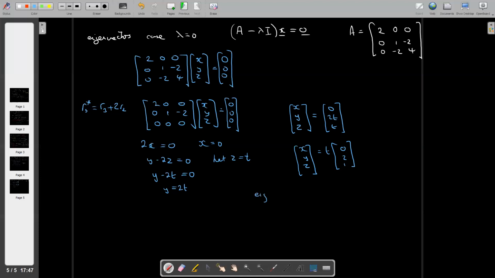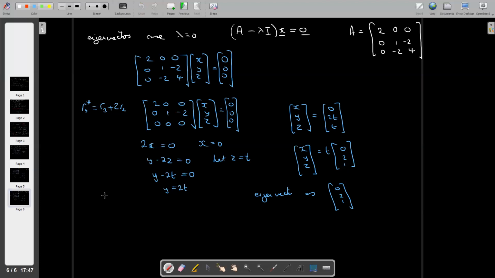So we'll have the eigenvector as 0, 2, 1. Okay, but we could have chosen a different value of t and then got different eigenvectors, but we'll stick with that. So that's one of them. Let's copy this down and now I'll delete and do the next one.